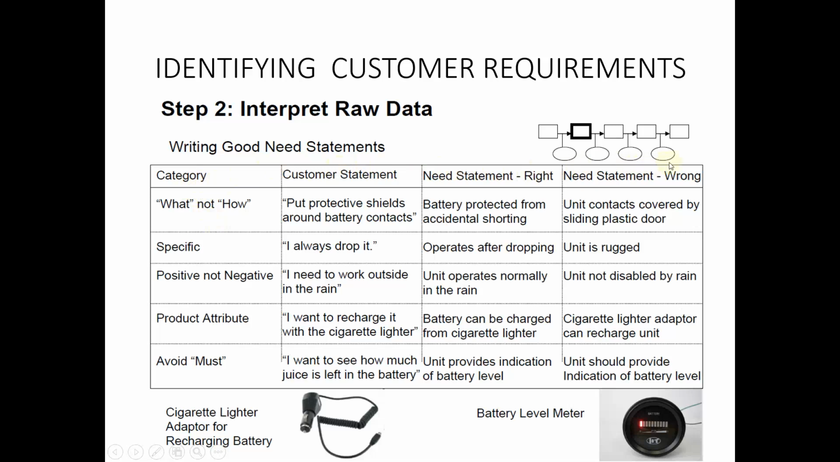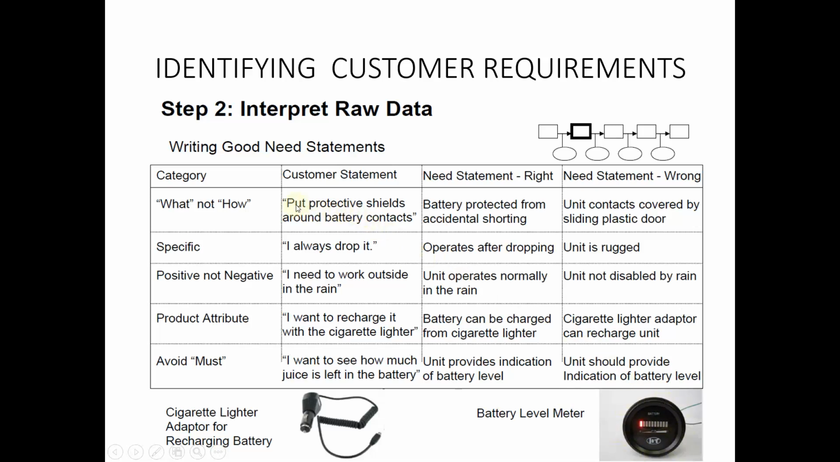Now this is a template showing how we can write good need statements. Need statement means the requirement statement, and how we can write it meaningfully. Under the category, we should use what and not how. The customer statement is: put protective shields around battery contacts. So here the customer is actually looking for a battery level indicator which shows the battery charge level. He is looking for a battery level indicator.